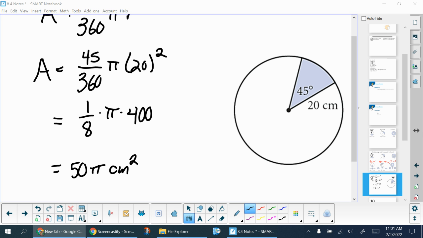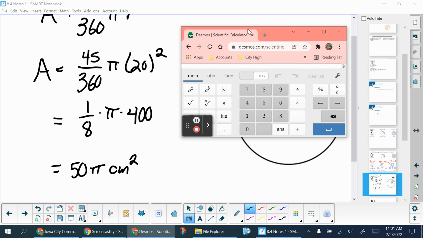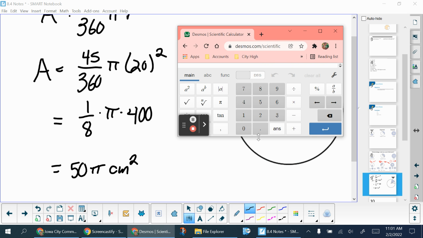Now, the other option you have is to use a scientific calculator. A scientific calculator will let you not have to worry about simplifying a lot of this stuff on your own. Is it going to crash again? That is the question. Hopefully it does not.